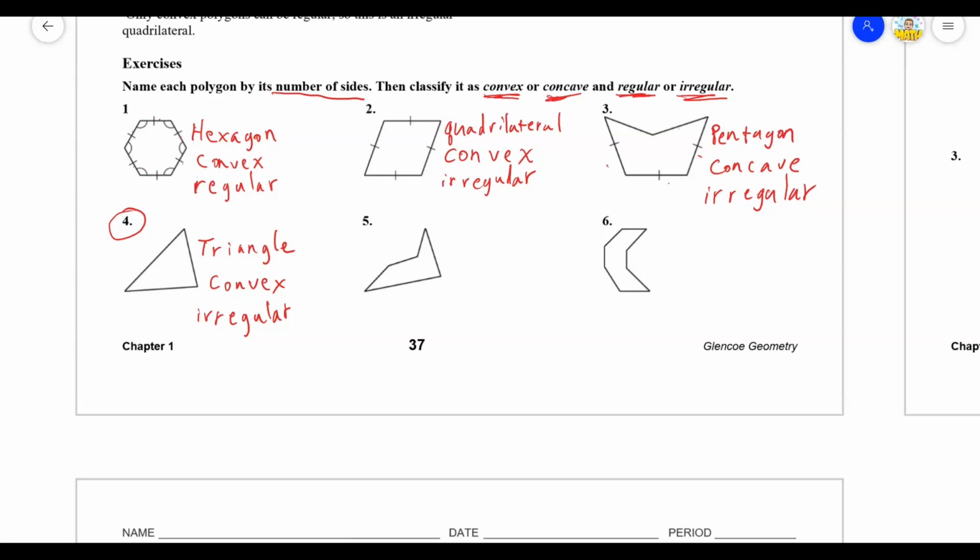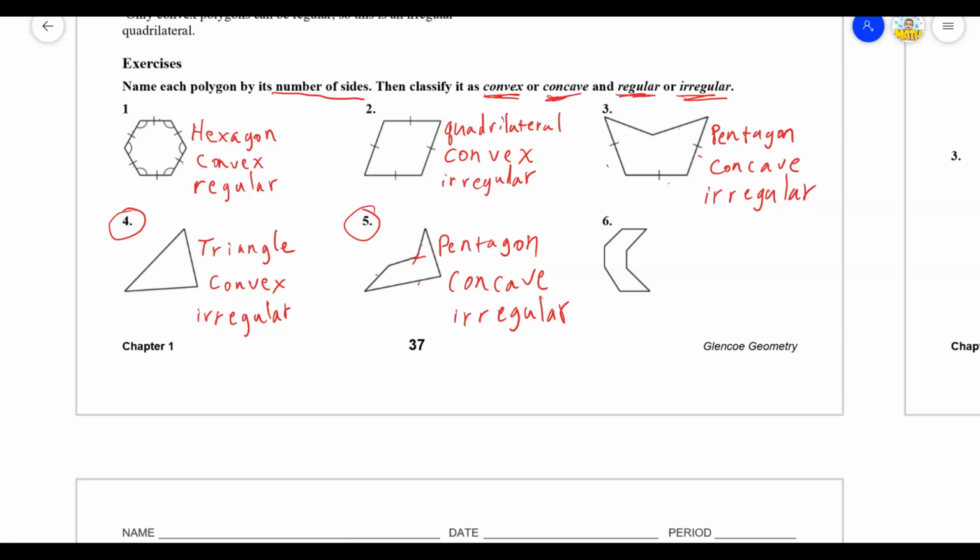Okay, how about number 5? Okay, so hopefully we counted up the sides and found 1, 2, 3, 4, 5 sides. It's another pentagon. Okay, we do have concavity here. It's caved in, so it's going to be concave. And then the last part here, again, we have another irregular polygon.